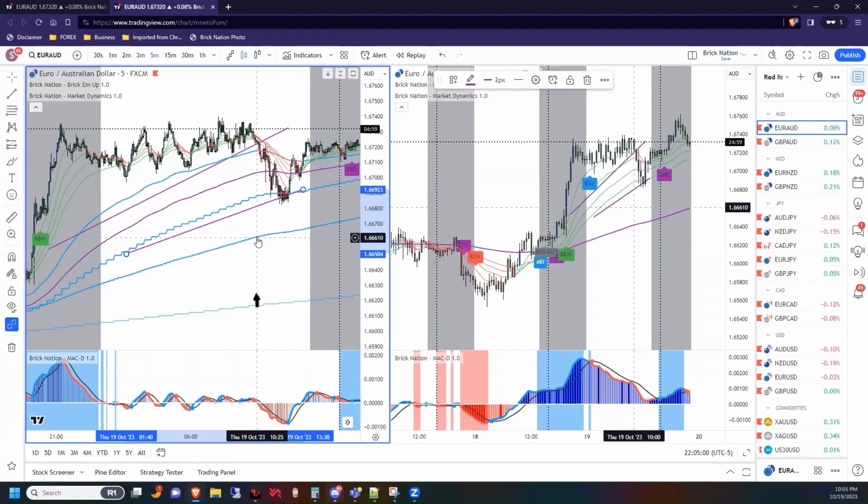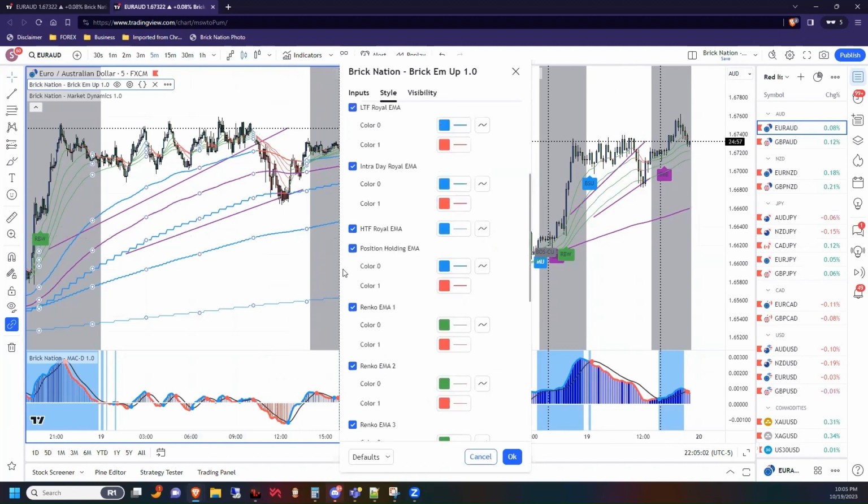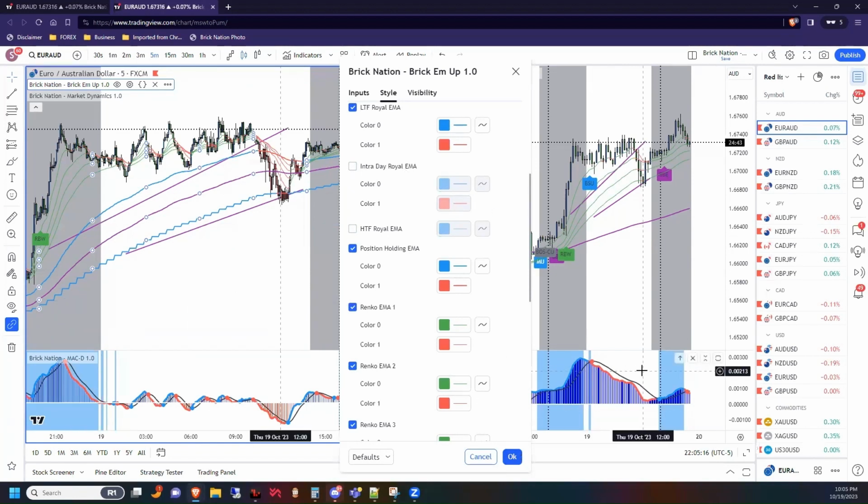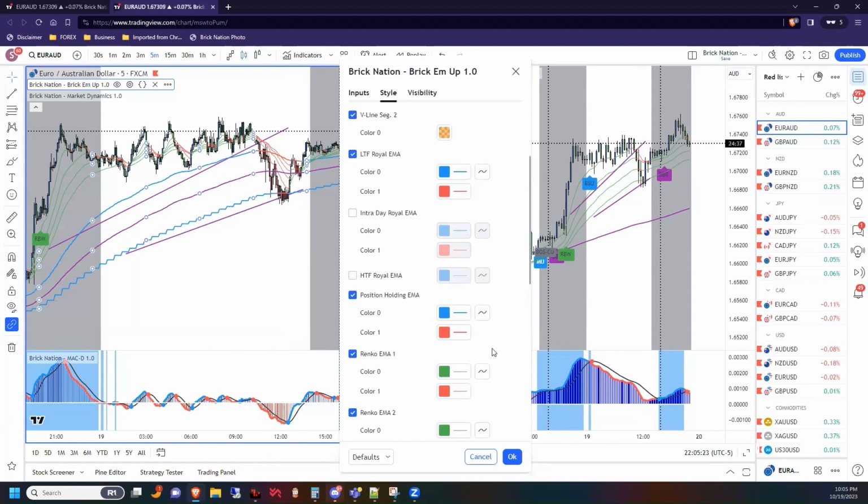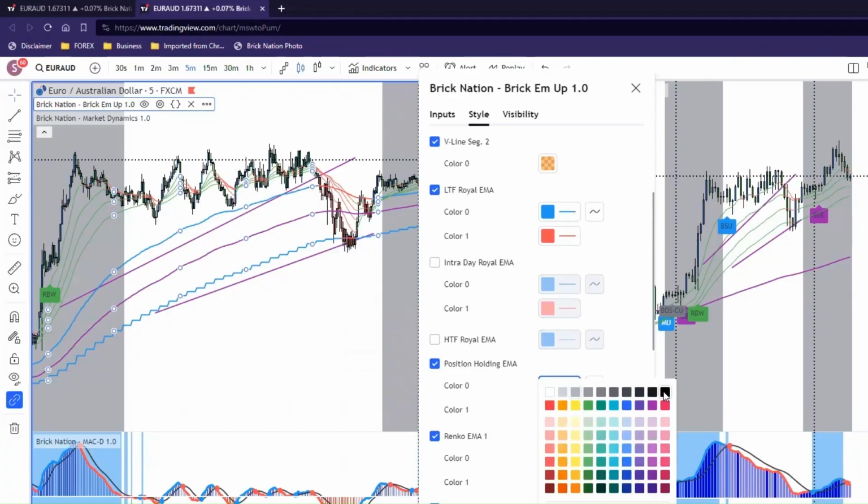So let's double tap this one and turn that off. Oh, no, we need that one. That's important, right? So we'll turn off the higher time frame royal, and we'll turn off the intra. Boom. So let's go ahead and make confluence. Now we pick a color. What would you prefer for the bottom one right here? Let's look at black. Make it black.